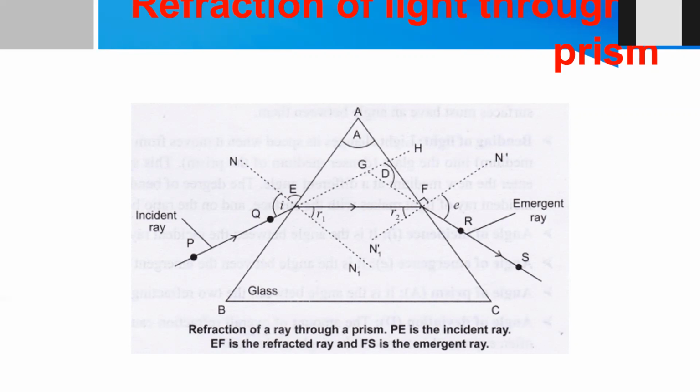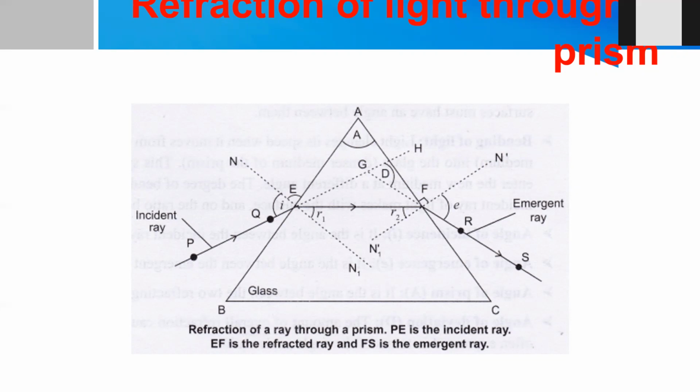Now two normals we have made here, N and N1, and N dash and N1 dash, right? Again, I'm repeating, PE is the incident ray, EF is the refracted ray, and FS is the emergent ray, right? Angle i, which is made between the incident ray PE and the normal N1, is the incident angle. There are two refraction angles, r1 and r2, between the refracted ray EF and the two normals. And the last is the emergent angle, between the emergent ray FS and the other normal, N dash, N1 dash.